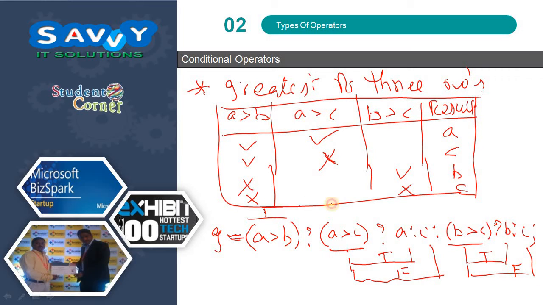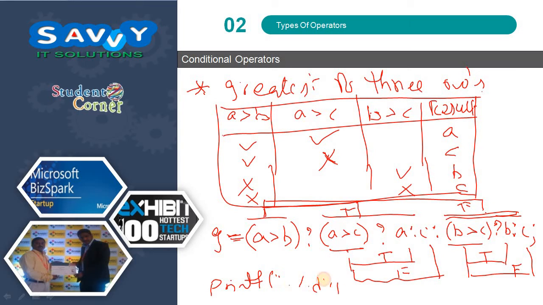If this is true, then this entire part will be executed. If this is false, the other entire part will be executed. So this is the way we are representing the greatest of three numbers. Percentage d is the greatest, G. This is the way we are doing it.